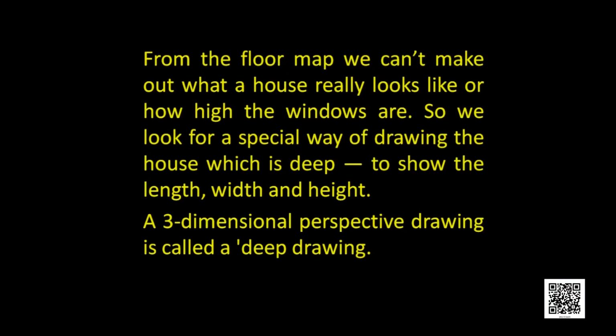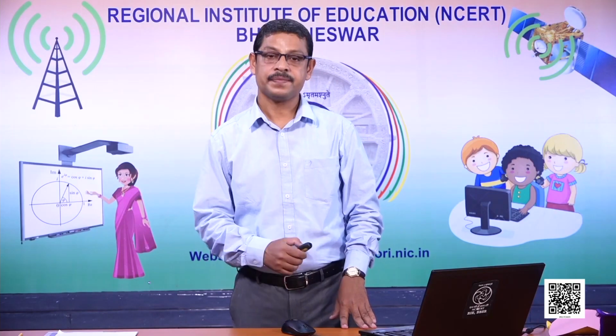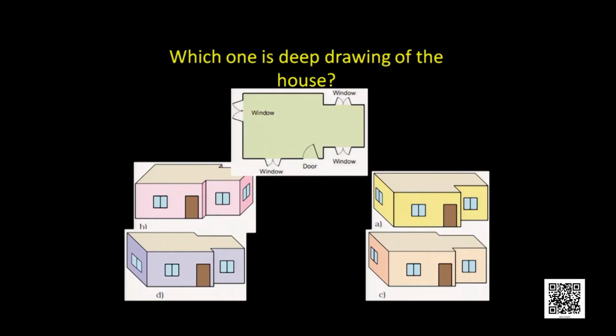Okay. From the floor map we can't make out what a house really looks like or how high the windows are. So, we look for a special way of drawing the house. We call it a deep drawing to show the length, width and height. A 3-dimensional perspective drawing is also called a deep drawing. You see, the first one is the layout map or floor map. Below it there are 4 deep drawings A, B, C, D. Then we have to find out which one is the deep drawing of the house.